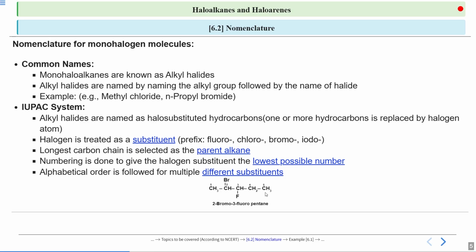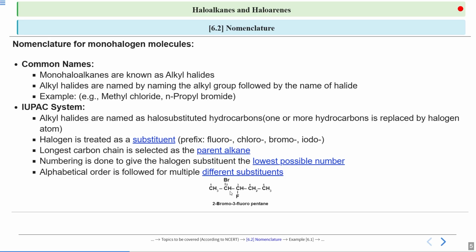Okay, let's start from the reverse. Let's start from the fifth carbon. Let's say we give C5 the number 1. If you put 1 here, 2 here, 3 here, 4 here, and then 5 here, the halogens are substituted at particular carbons, and those carbons will get numbers 3 and 4, right? Now, if you do the numbering like this, which is given already, 1, 2, 3, 4, 5.